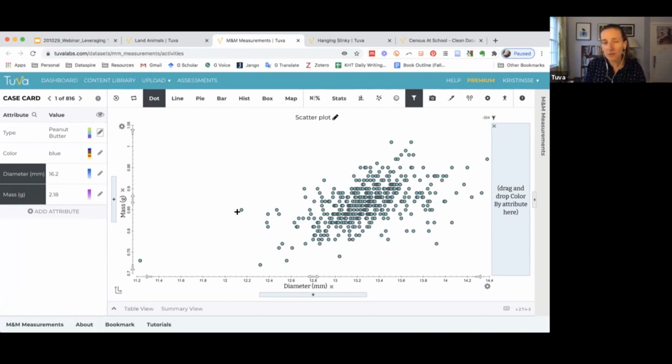And one of the great things that we can do within Tuva is that we can add a movable line, and then our students can move this around to get a sense of what do they think is the best fit of these data.